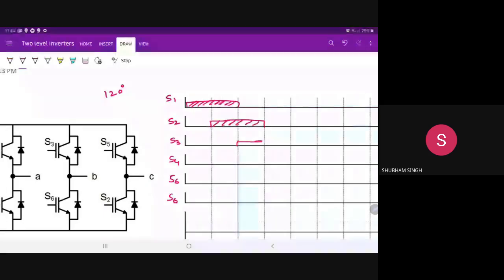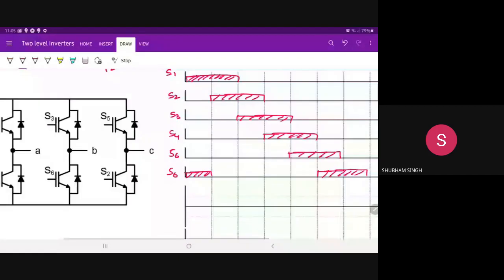this is S3, S4, this is S5, and this is S6. Okay, so here there is no conduction; it will conduct only here, right? In the earlier case we had this form, so there was conduction here also, right? Because it is 120 degrees, here there is no conduction.